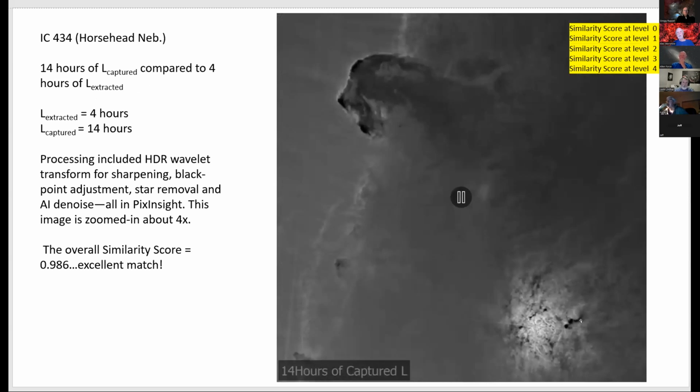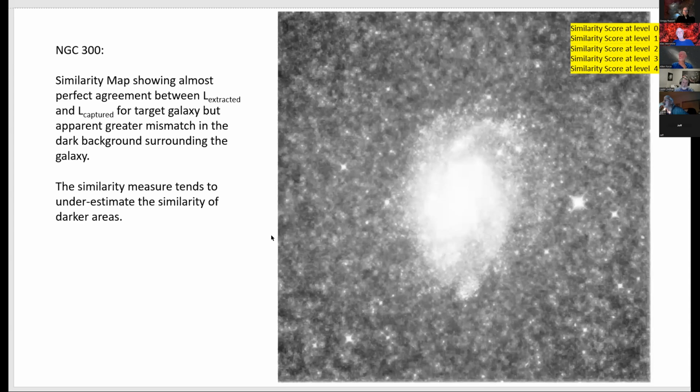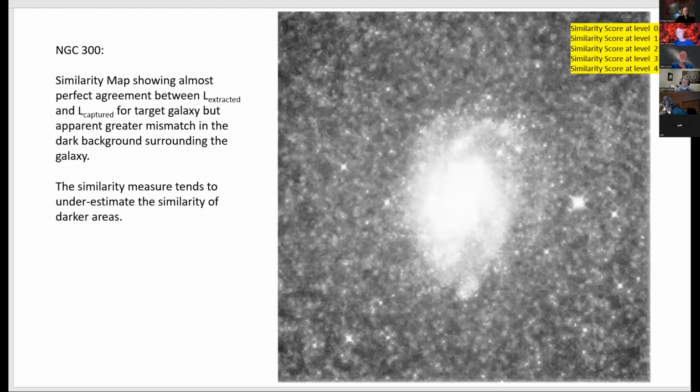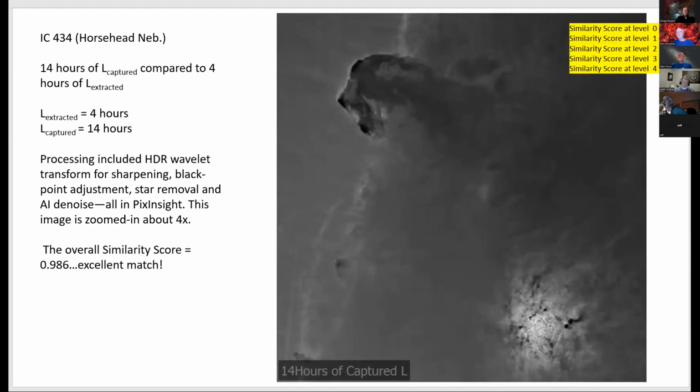Horsehead Nebula, for a dark nebula. Now I have 4 hours equivalent of L extracted. That is 4 hours of R, 4 hours of G, and 4 hours of B, and 14 hours of L. And so here's 4 hours of one and 14 hours of the other being blinked. Look at the similarity score here, 0.99. So that 14 hours of L captured was a total waste of 14 hours of telescope time.